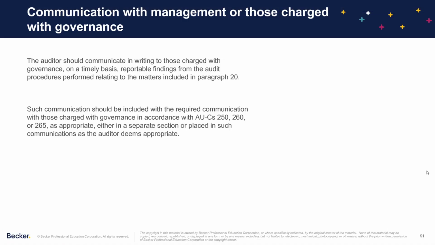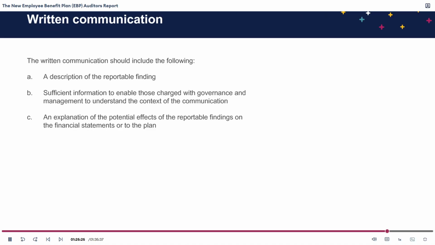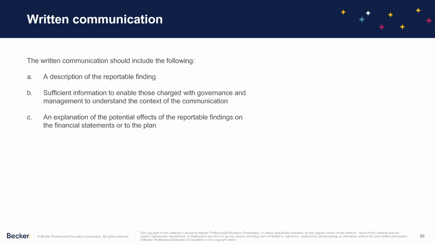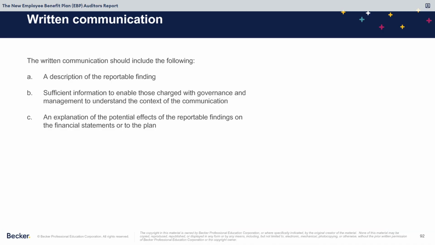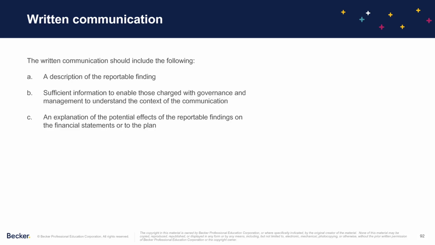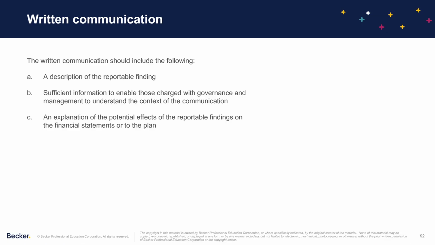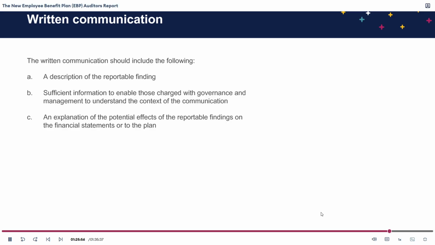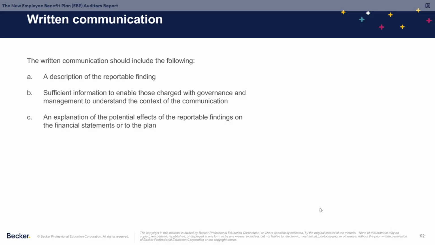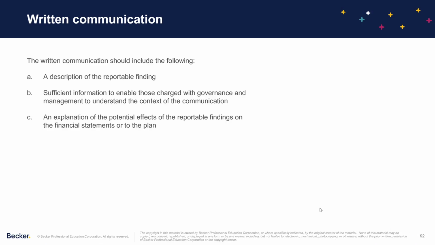So we need to include in that written communication a description of the reportable finding, sufficient information to enable those charged with governance and management to understand the context of the communication, an explanation of the potential effects of the reportable findings on the financial statements or to the plan. So if you were following this standard when it came out in exposure draft, they actually wanted to put some of this in the report. They were trying to get this information about these reportable findings, and they kind of backed off of that, but they do require it in that written communication so that people can do something about them, right?